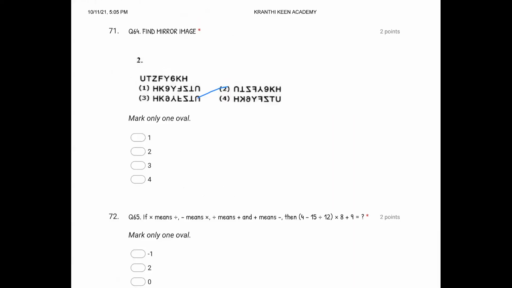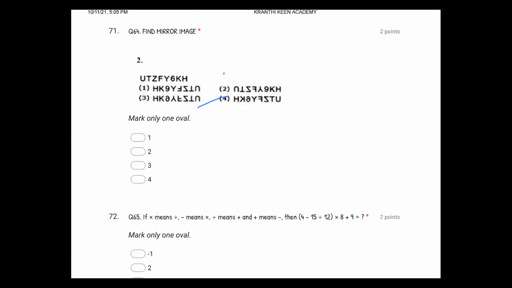Next here mirror image. Mirror image means here left goes to right. H for K like that, for 6 like that, Y is same and Y is same. Means if you observe, the option is 4.